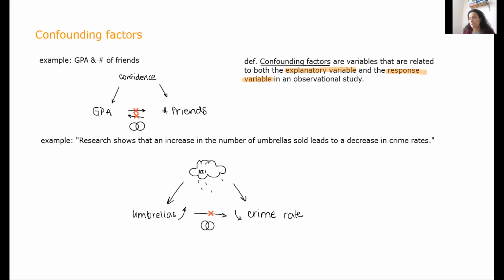So that means that it looks like rain might be the reason for both the sales of umbrellas to go up and the crime rates to go down. Does that make sense for everyone? Yes. Right, so this is a fairly easy one to look at. It seems like finding the confounding factor is not too bad in this case.